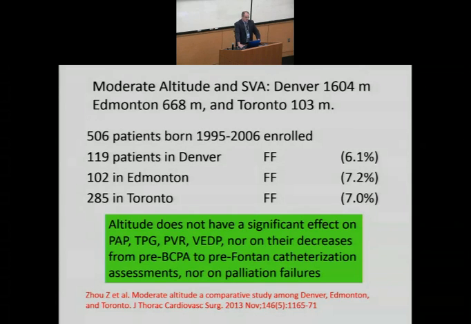And at cath, it didn't seem to affect pulmonary artery pressures, transpulmonary gradients, pulmonary vascular resistance, or ventricular end diastolic pressures. Nor did it have any influence on the decrease from the pre-Glenn to the Fontan catheterization assessments, nor on palliation failures. What really determined outcome in all of these patients was the underlying pulmonary vascular resistance and pulmonary artery pressures.